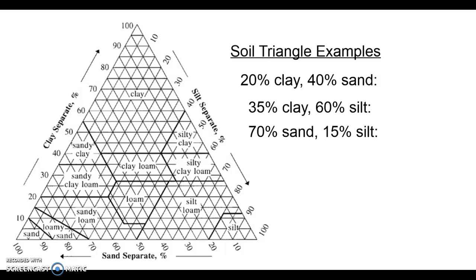Hello Earth Science students. In this video I'm going to show you how to use the soil triangle to find the soil type. Alright, so just to review a little bit, there are three particle sizes in soil. There's the really small particles we call clay, and then there's the larger particles we call silt, and then the largest soil particles are sand particles.